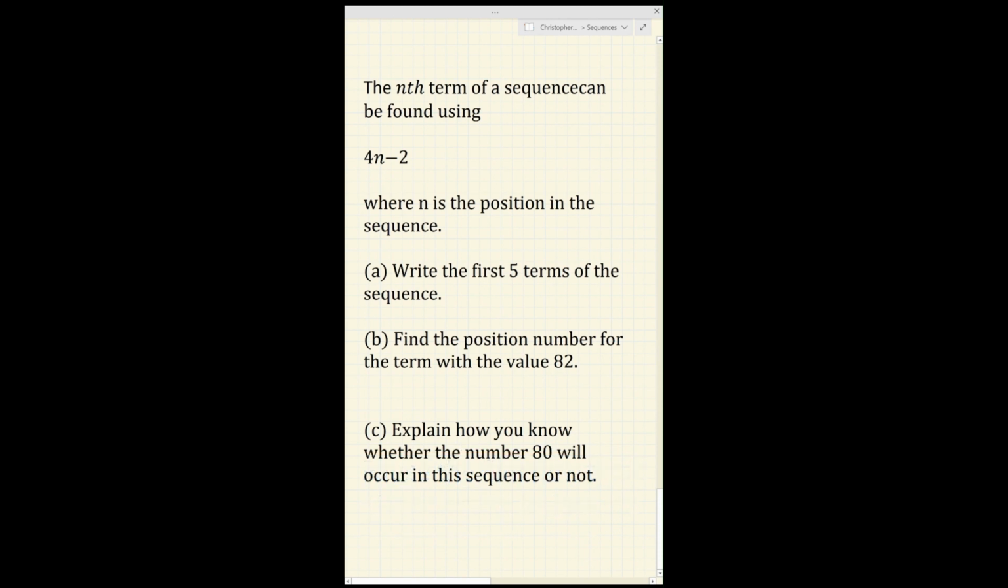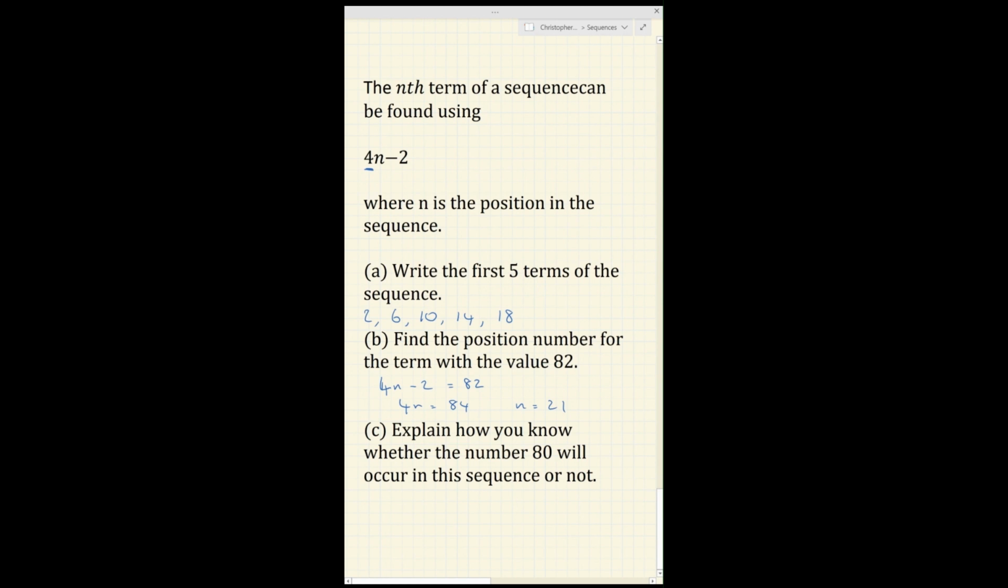The nth term is 4n minus 2, so the first term is 4 times 1 minus 2. The second term is 4 times 2 minus 2. I can carry on like this, or I can see they all go up in 4s, so I can simply continue by adding on 4. The position number of the term with the value of 82: well, in that case 4n minus 2 must equal 82. What's the value of n? Well, 4n will be 84, so n will be 21. So it's the 21st term.